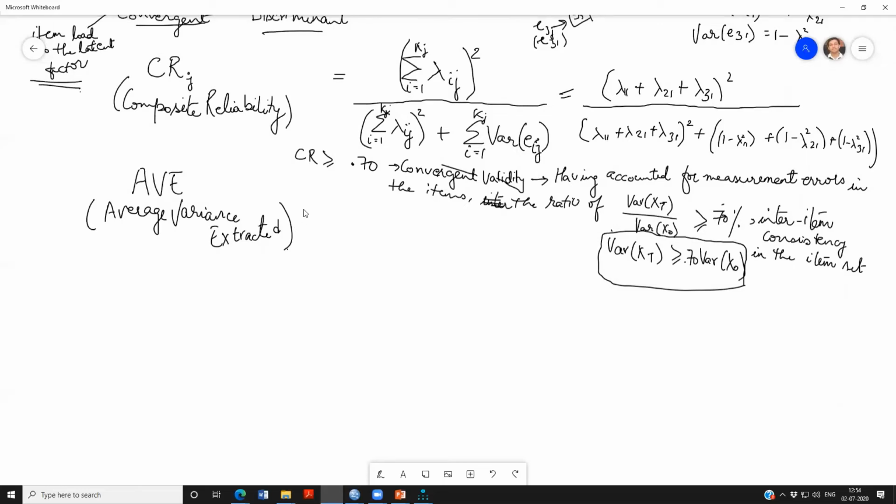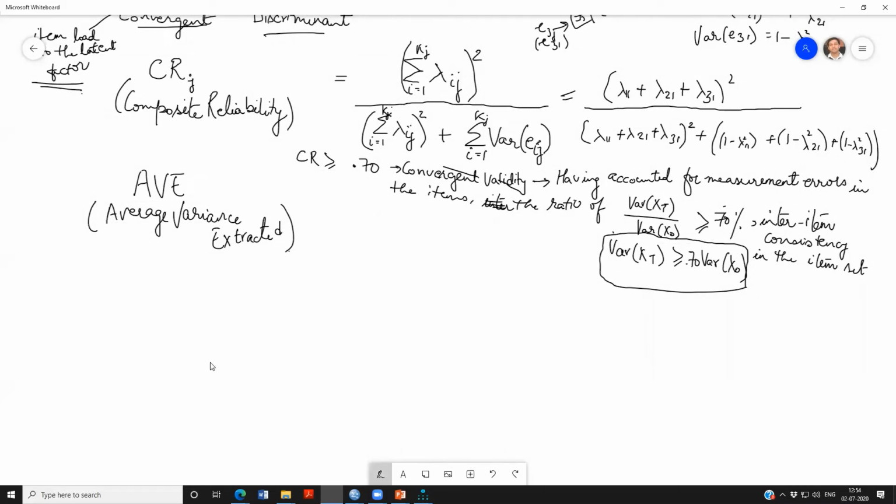Okay, now the second computation, the second thing that we are looking at is what we call average variance extracted. The average variance extracted formula of the jth construct is very simple. It is given by summation of lambda ij square, i varying from 1 to kj, and whole divided by kj.